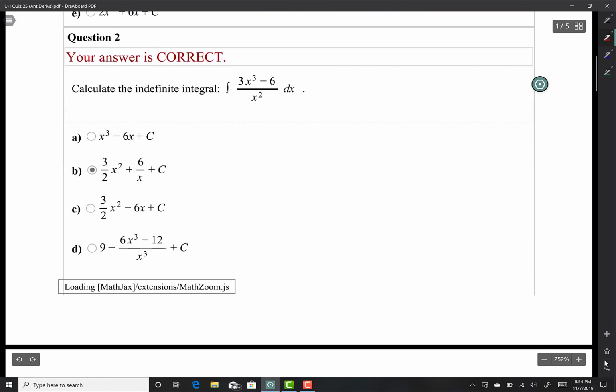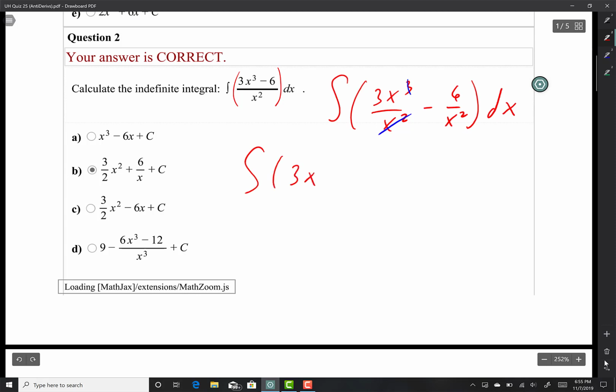So when you get to this one, where you want the antiderivative of this guy, you're going to divide each term by x squared. I haven't taken the antiderivative yet, so that's why I'm writing the elongated S here. So I'm doing 3x cubed over x squared minus 6 over x squared, and I'm going to write the dx there like so. Two of these x's cancel out, so I only have one left. And I'm going to move this x squared up. So now I have integral of 3x minus 6x to the negative 2 dx.